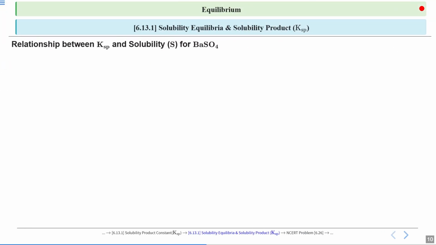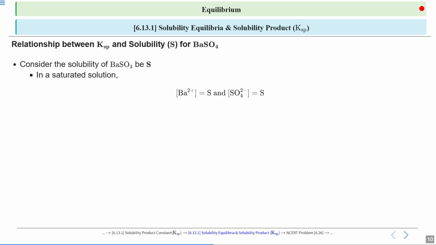Now, what about the relation with solubility? We said at the start about the solubility that it is the maximum amount of salt, which I would say the solute, which is soluble in the given solvent. Now, how will we develop a relation between KSP and S? Let's see. For that, we are considering that the solubility of barium sulfate is S. Further, in a saturated solution, we know that the Ba2+ concentration will be S because S is considered as solubility. Therefore, at saturated solution, we know very well that the concentration becomes equal to the solubility.